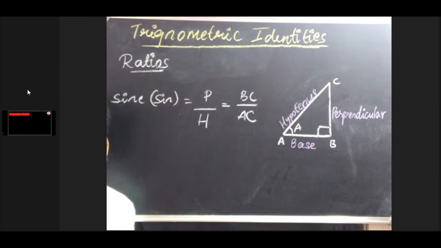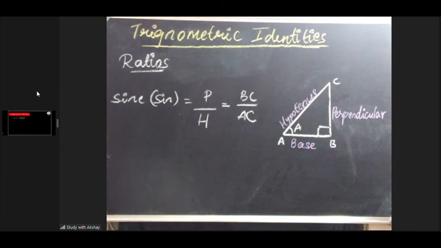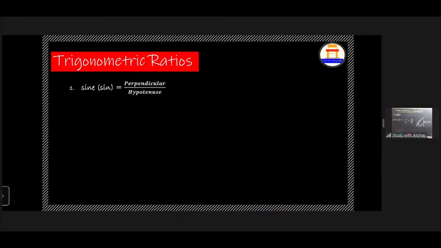Right? Yeah, this we are all aware of. Let's see in our shared window also. Is that the same? Yeah. Sine is given by perpendicular divided by hypotenuse.